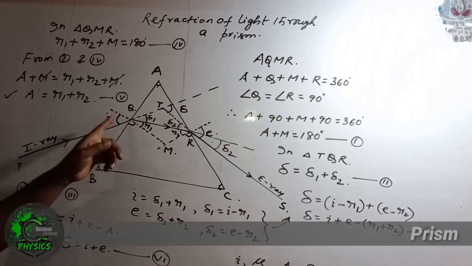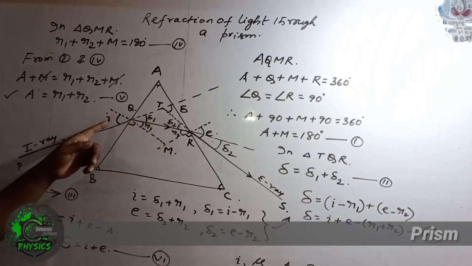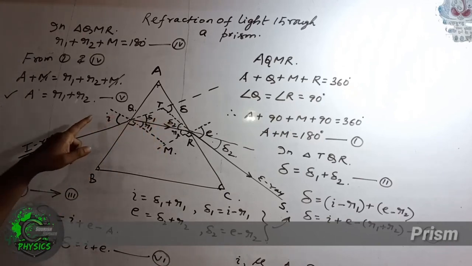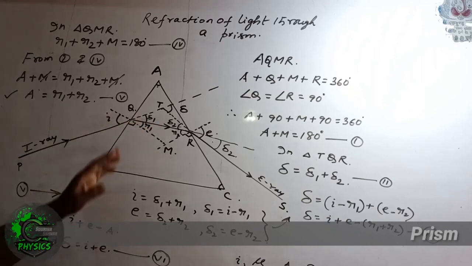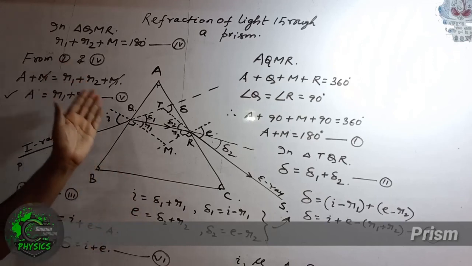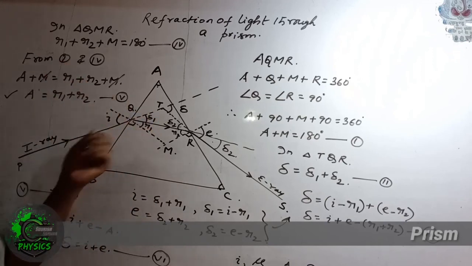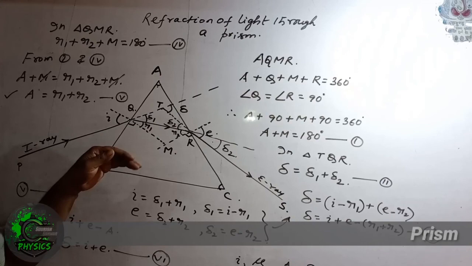Now this angle of deviation depends on the angle of incidence, and as you change the angle of incidence, the angle of deviation will also change. First its value decreases, reaches a minimum value, and then again increases.